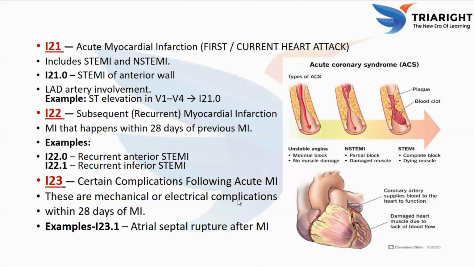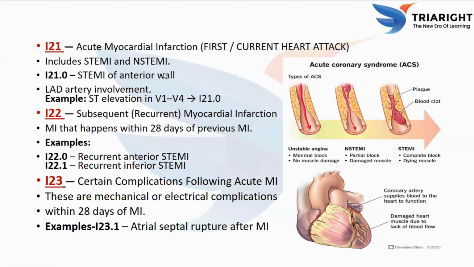Next, coming to myocardial infarction, I21. What is acute myocardial infarction? This refers to the first or current episode of a heart attack. How is it caused? By a sudden blockage of a coronary artery, cutting off oxygen to the heart muscle. This includes two types. What are they? STEMI and NSTEMI.